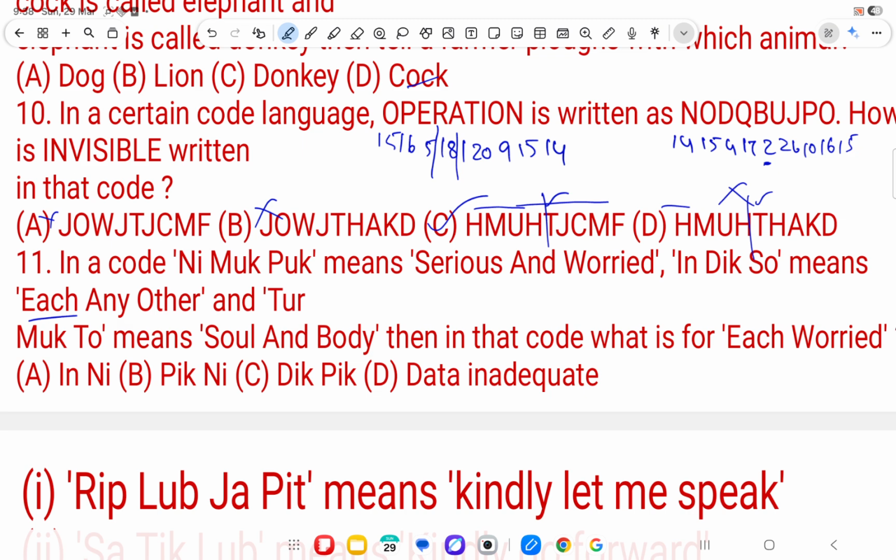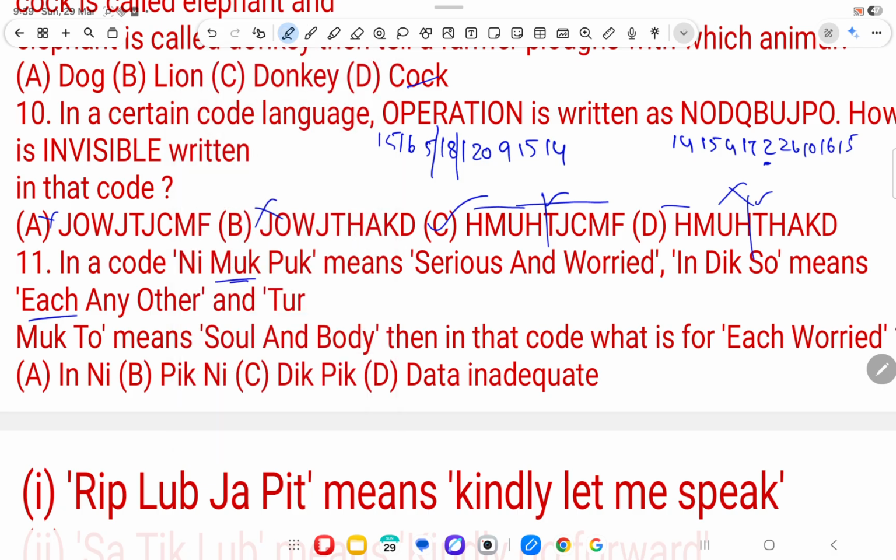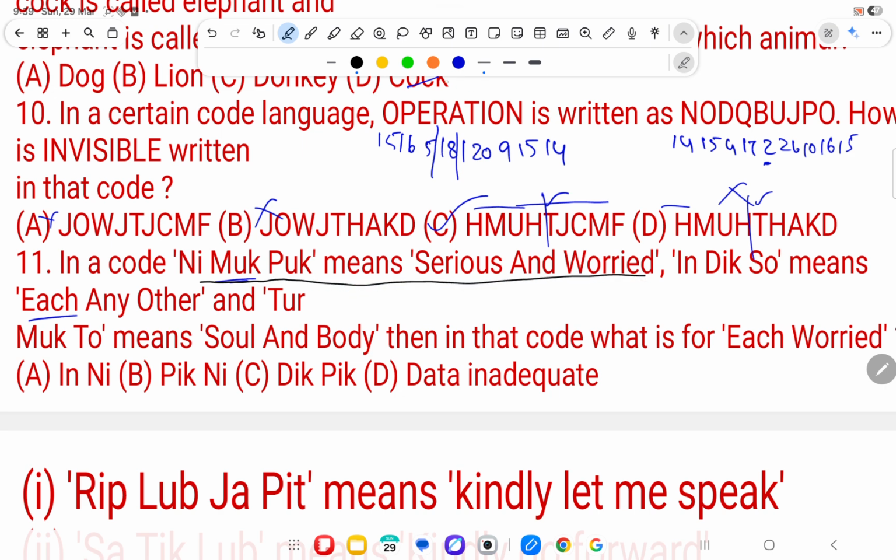Any, other, also not repeated. This is, see, I will take a different ink. If I take black, this one is given serious and worried. Then orange, this is given this, and green.